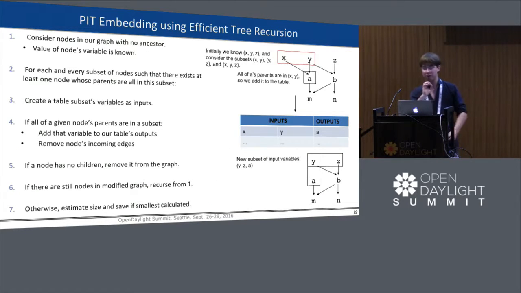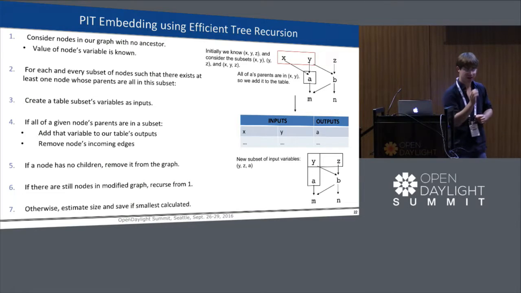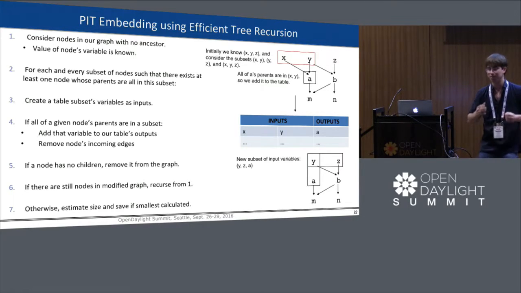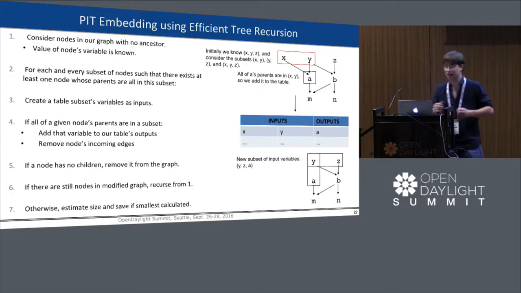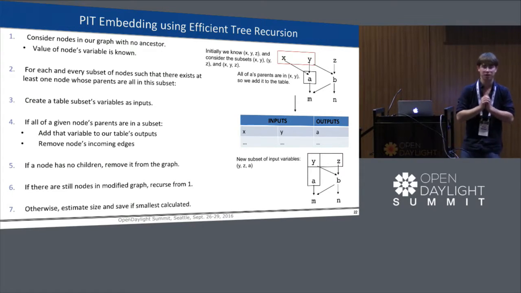Thus, our algorithm involves PIT embedding using efficient tree recursion. This is a little bit of a complex algorithm, so I hope you'll bear with me. To start off with, we consider the dependency graph. That is, we split every single PIT table down to the point such that each PIT table only produces one output variable. We can trivially do this. If a PIT table produces 2 output variables, we can make 2 tables, both with the same input, and each with a single variable output.